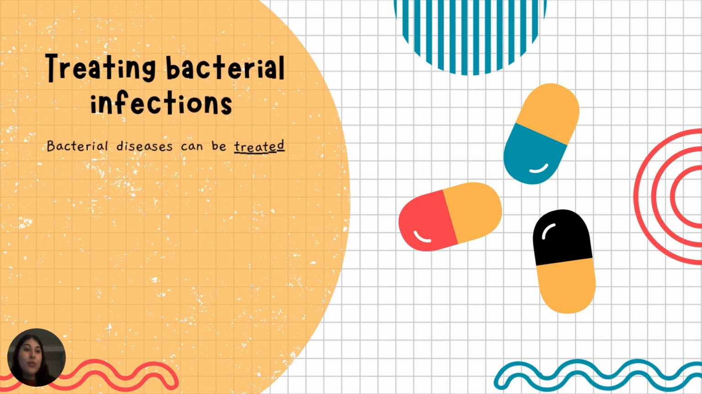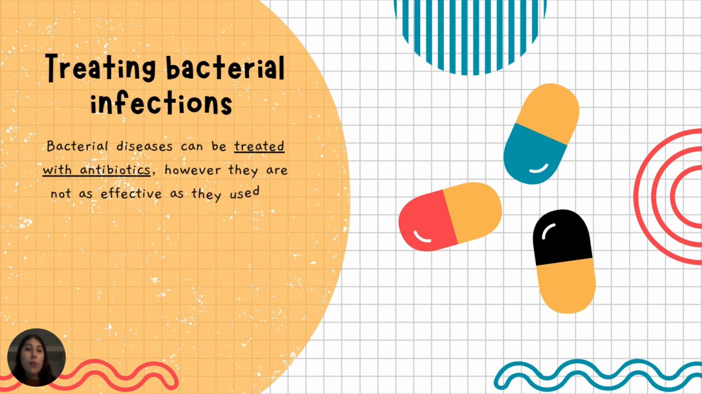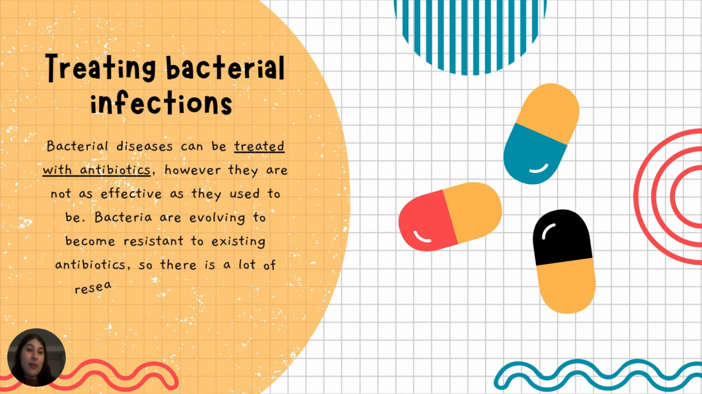Now you might wonder, how do you treat Salmonella typhimurium? Well, bacterial diseases can be treated with antibiotics, and since Salmonella is a bacteria, you can take antibiotics to cure it.